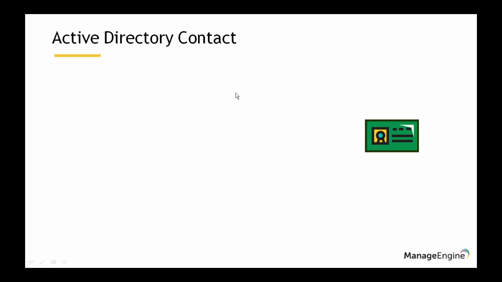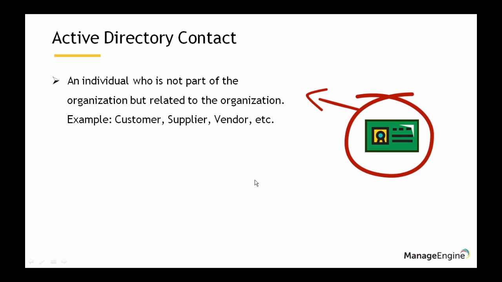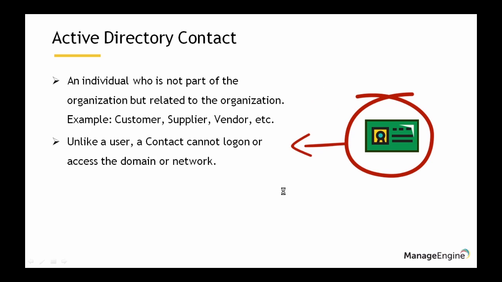And then another type of object is going to be the contact objects within Active Directory. So this object is going to be a bit different from the other two objects that we just saw. So any individual who is not part of the organization but related to the organization is going to be named as a contact within Active Directory. For example, you have vendors who would like to be part of your organization, but at the same time, they do not need access to resources within your organization. In such cases, you create something called contact objects within Active Directory.